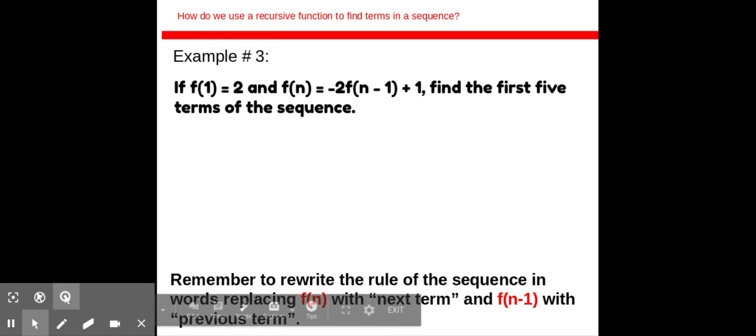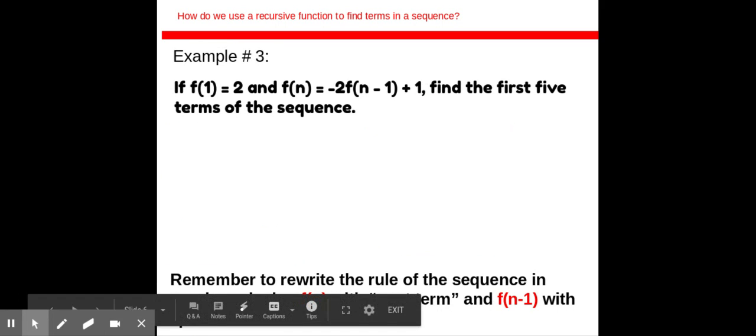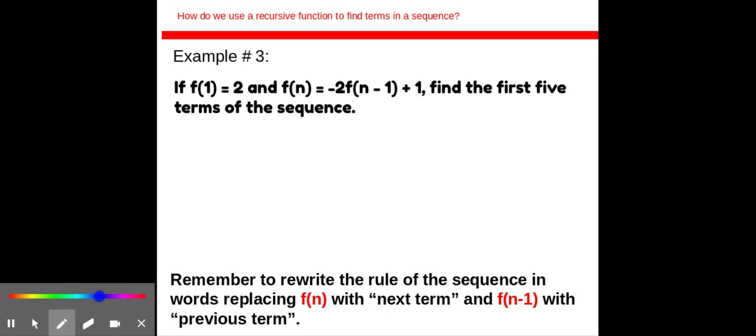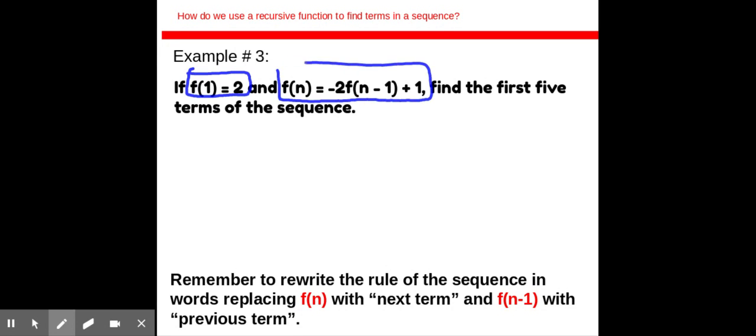Okay, number 3. This one's a little different. The notation's a little different, but again, it all means the same thing. This says if f of 1 equals 2, which is our first term, and f of n equals -2 times f of n minus 1 plus 1, find the first 5 terms of the sequence. So we're going to write down our little 5 dashes to find the first 5.